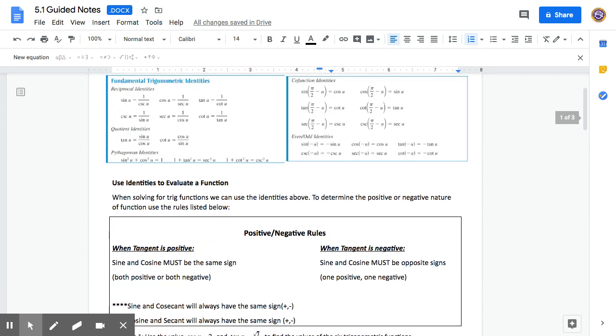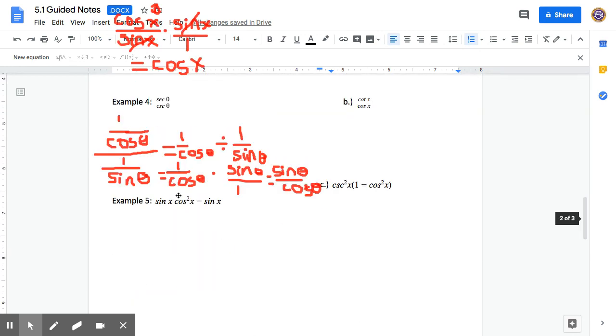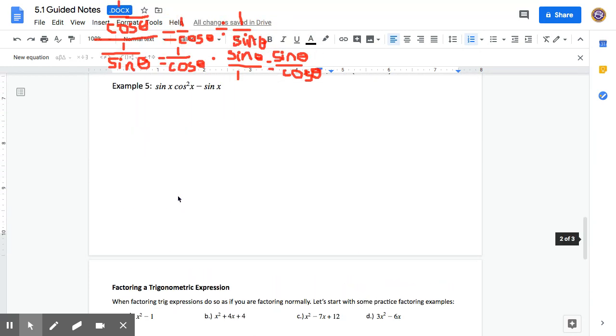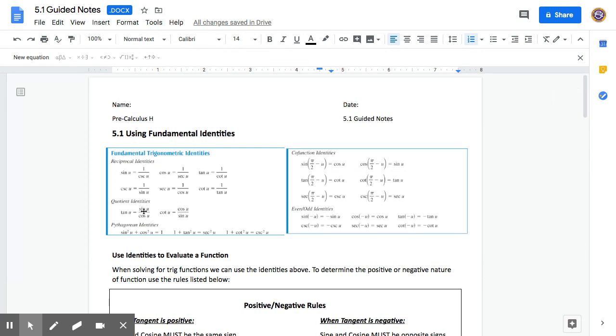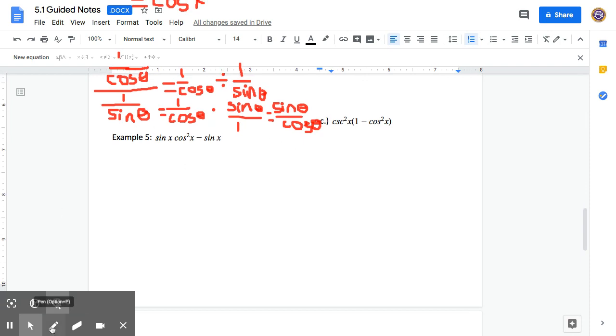If we go up to our identities, it's going to be one of these. Which one? Sine over cosine is equal to tangent. So that would mean our final answer is tangent. So 1 trig function, and we are done. And don't forget to write the variable, which is theta. So our final answer is tan theta.